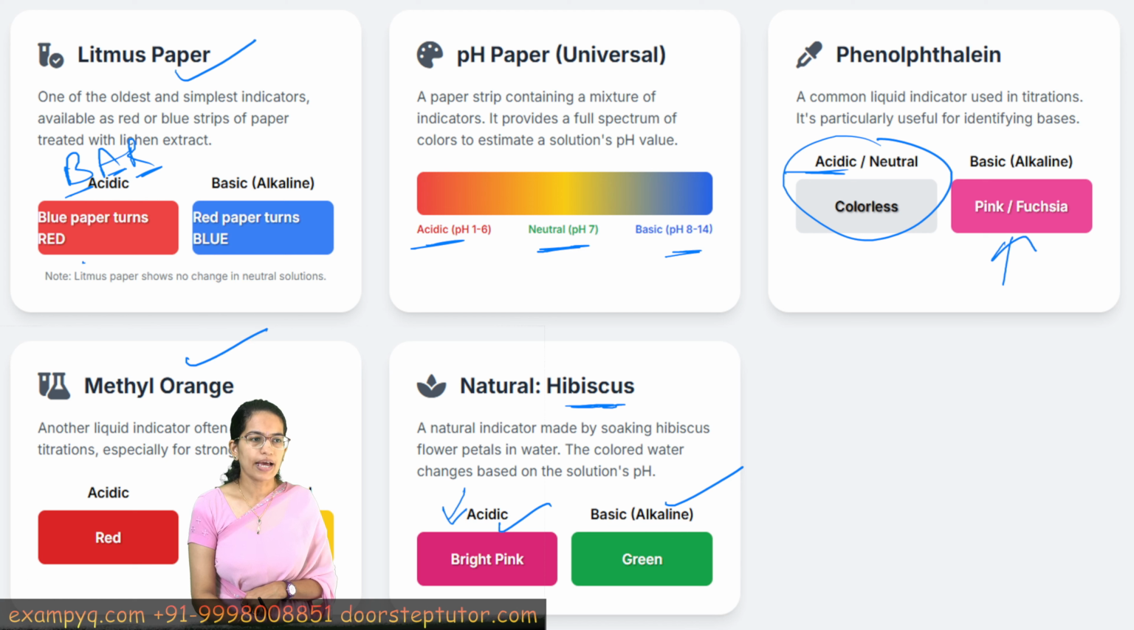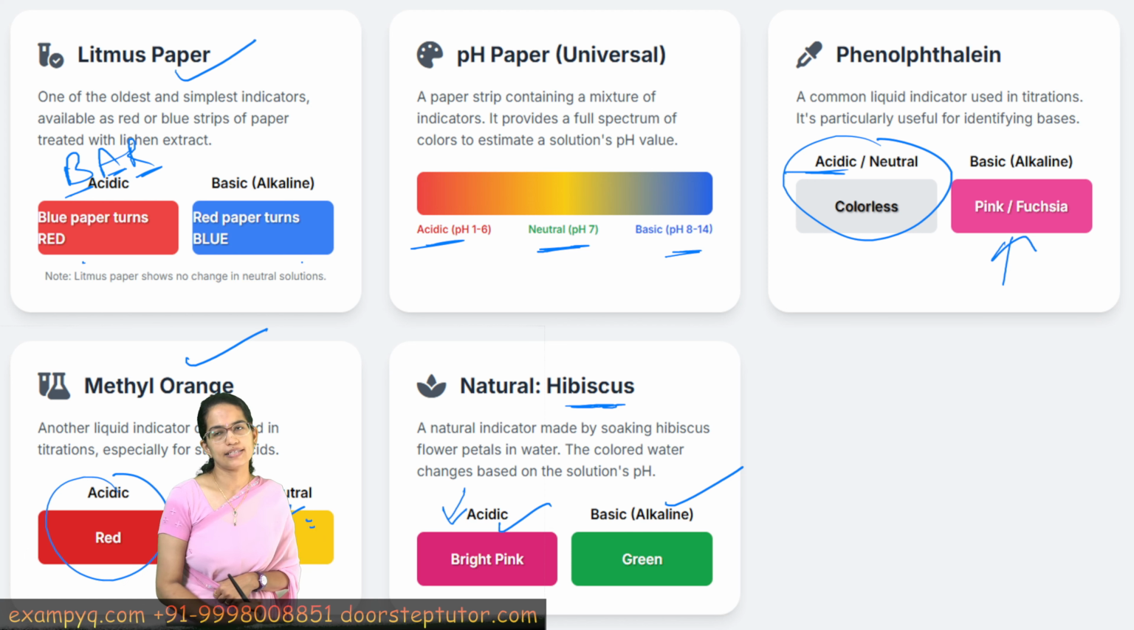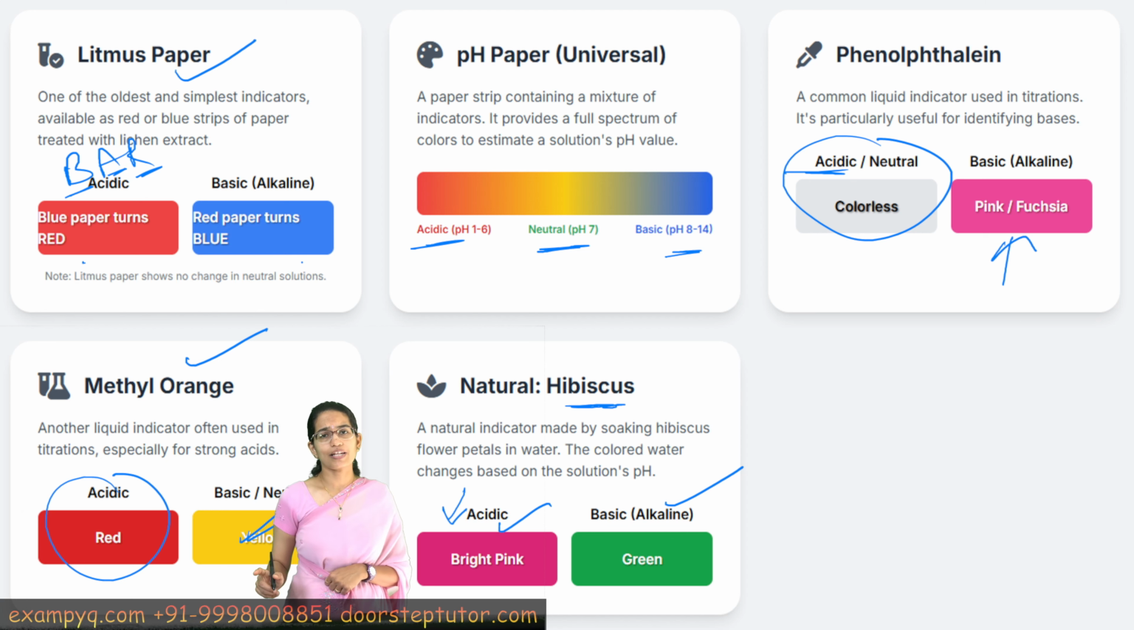Again the same as litmus paper, methyl orange is red in acidic, but for the basic it turns yellow and not blue as in the case of litmus paper. So those are some of the minor variations, very important.